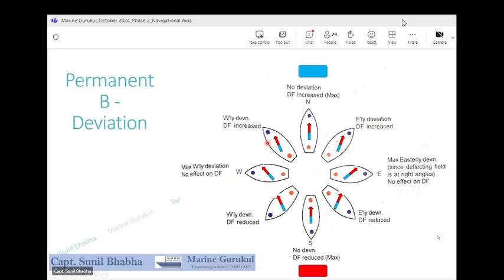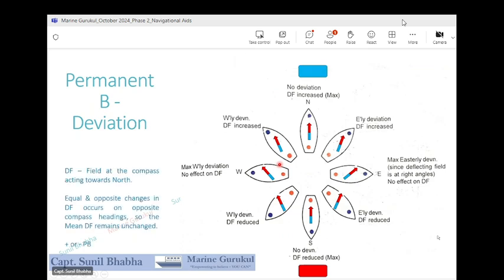With the ship going on northwesterly heading, the deviation is still westerly, but the magnitude is reduced because the ship's poles are now coming in line with the magnetic poles of the Earth. Coming back to north, the deviation becomes 0. So you see, from 000 to 180, the deviation was easterly, and from 180 to 360, the deviation was westerly. This is what we mean by a semicircular deviation.